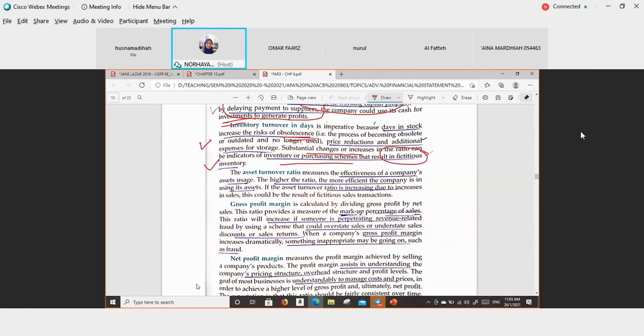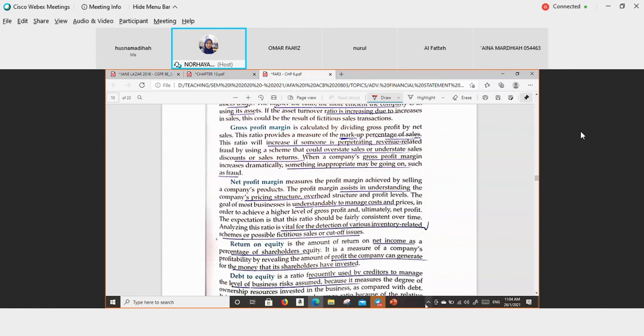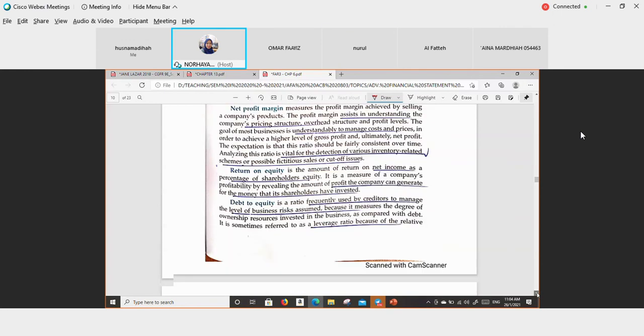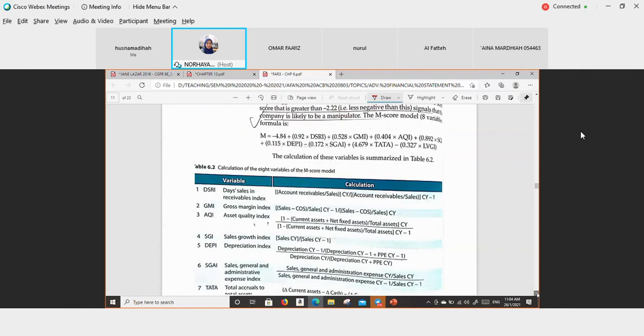So mungkin dia akan menunjukkan movement of stock tu ni lah. Okay, movement of stock tu dia lebih cepat atau lambat. So dia manage lah. Okay, etc. You boleh baca lagi ni how the ratio can be used to predict the earnings management. You can read the rest etc.